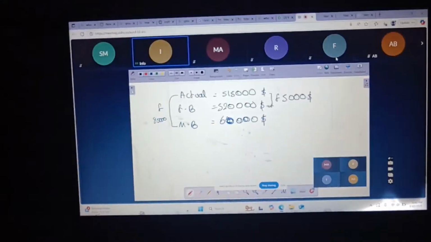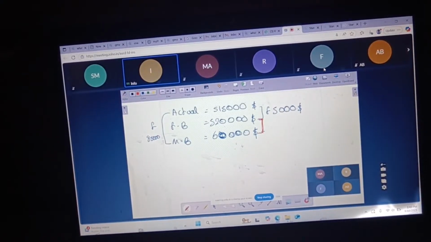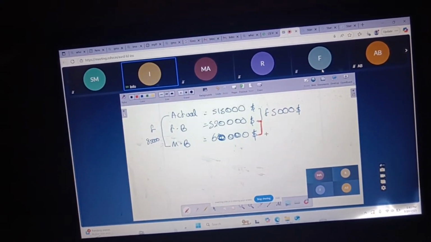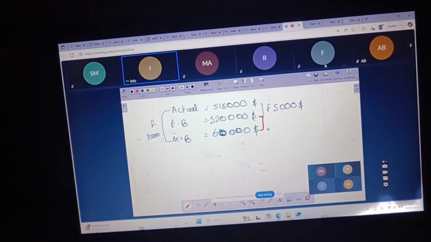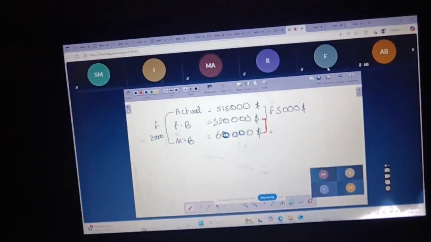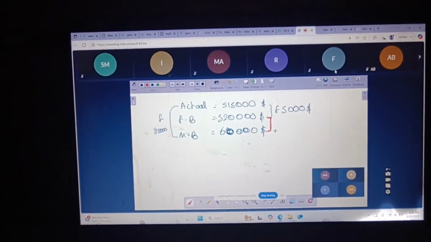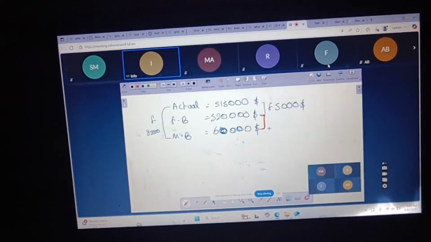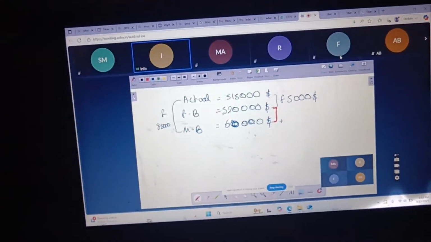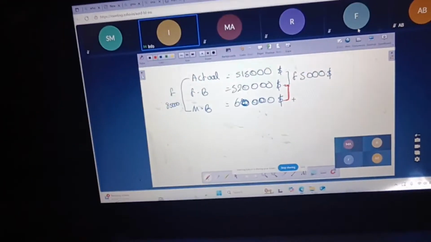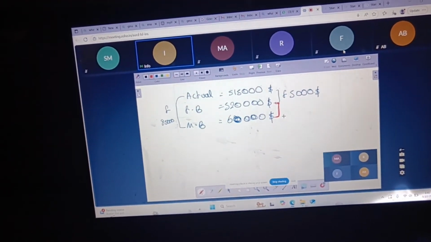When we are comparing actual and flexible budget, what is it? Favorable variance of 85,000. Why? Because when you are looking at the actual, now you are looking at the flexible budget and the master budget. How will this be? Looking at flexible budget and master budget, flexible budget is less than the master budget. So under whose budget will operating income be higher and lower?